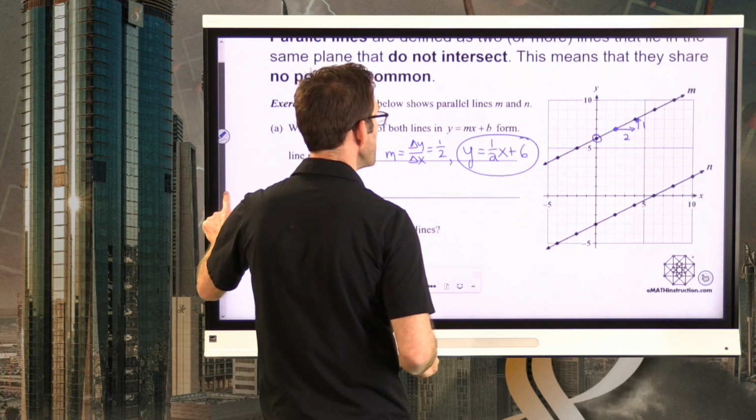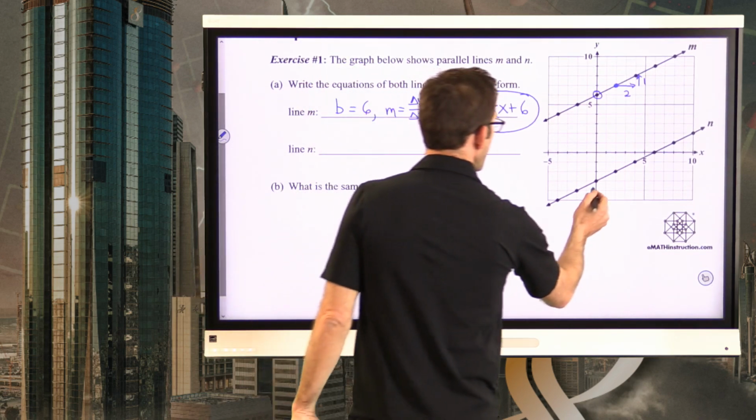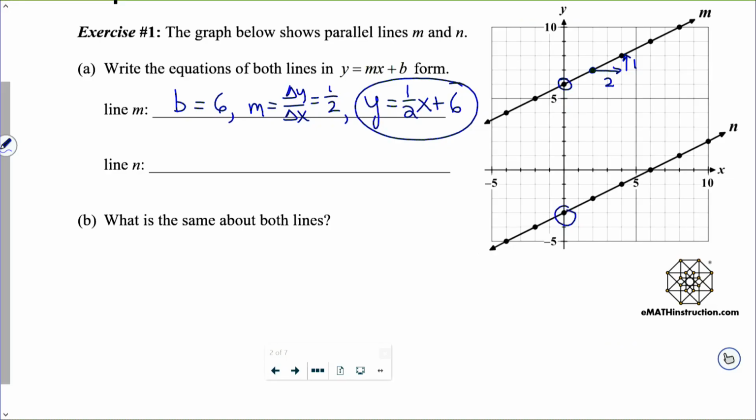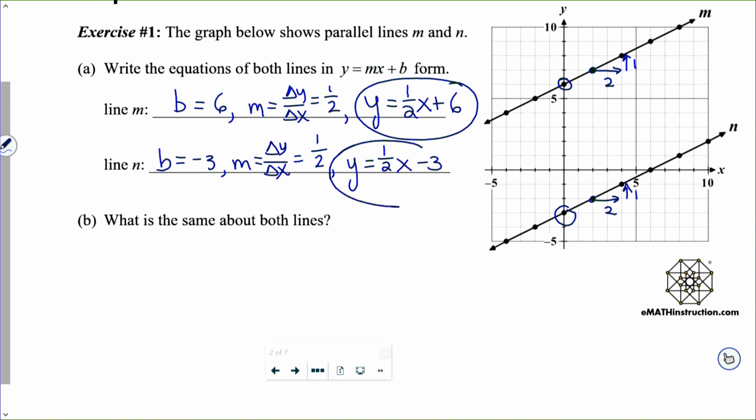Now, for line N, same song, second verse. For line N, the y-intercept is -3. I almost thought it was -4. The slope, which is the change in y over the change in x, well, again, I can pick this point. I'm going to go 2 to the right and 1 up. So that means the slope is 1/2. And that tells me the equation is y equals 1/2 x minus 3.